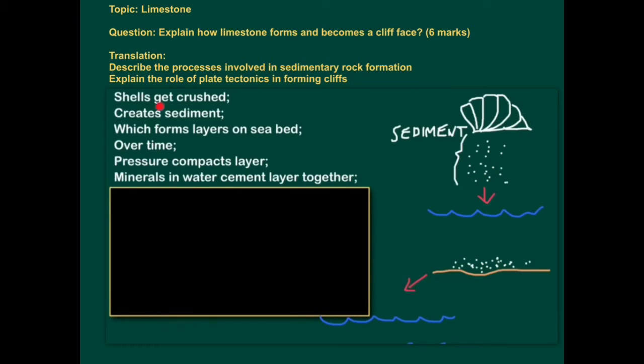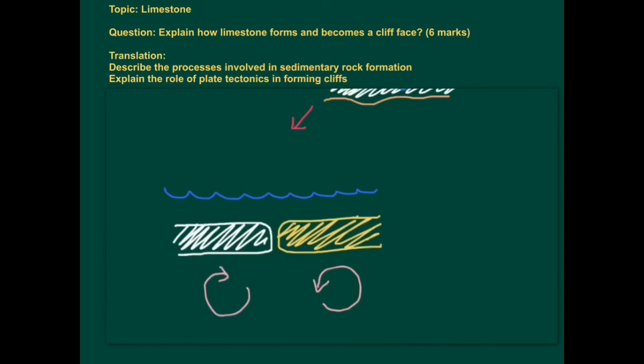So to review, shells get crushed, create sediment, which forms layers on the seabed. Over time, pressure compacts the layer together. Minerals in the water cement the layer together. So finally, how do we get a cliff? Well, it requires plate movements.